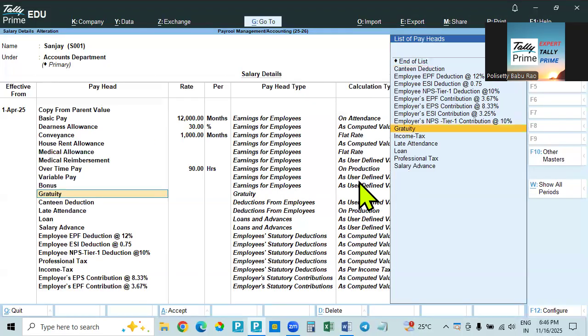And then gratuity. Gratuity is not actual income, so it is paid only at the end of the term. Automatically, depending on the calculations, it will make a provision. Okay. Then these are over.